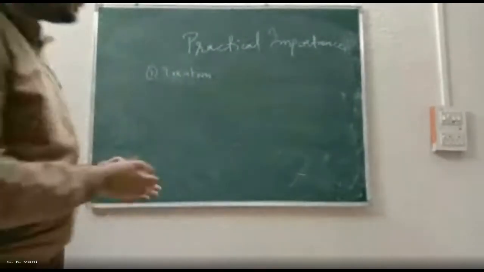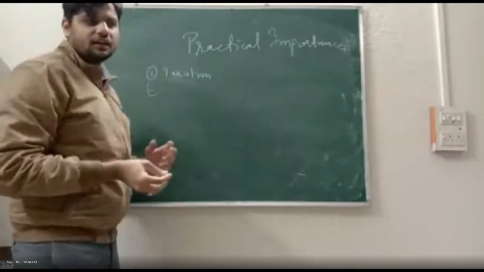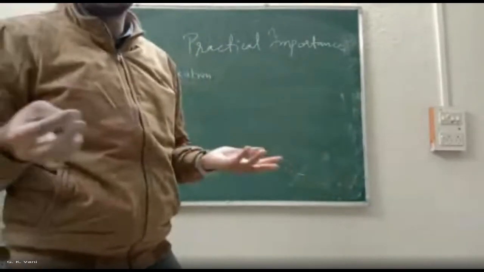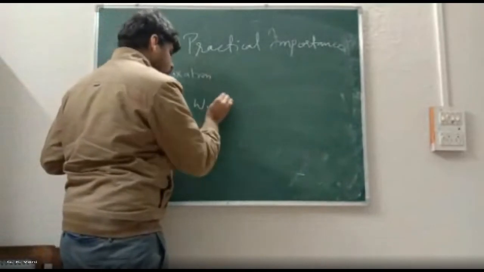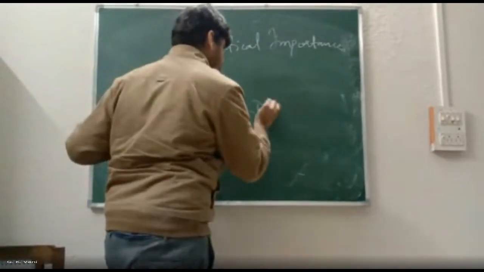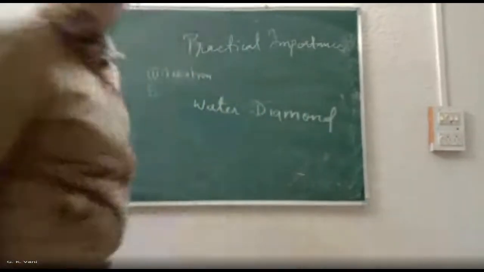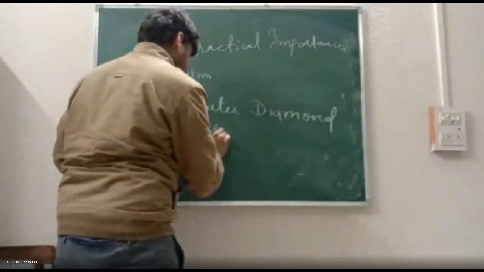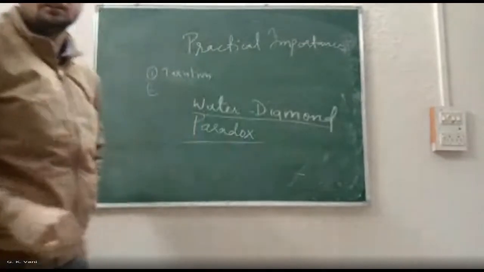One thing related with this is why water is so cheap and diamond is so costly. Why is diamond so costly? That's what is called the water diamond paradox. What is the water diamond paradox?